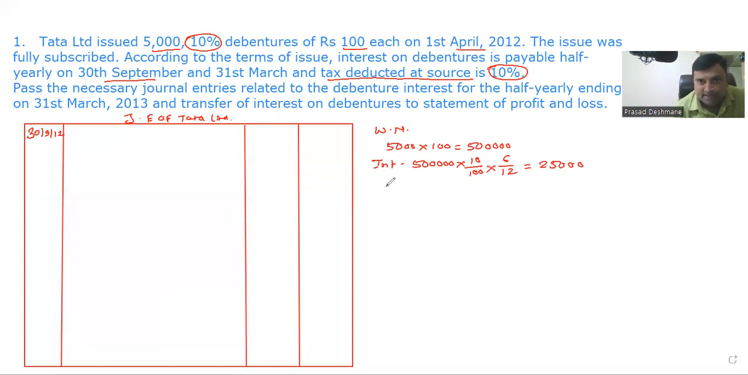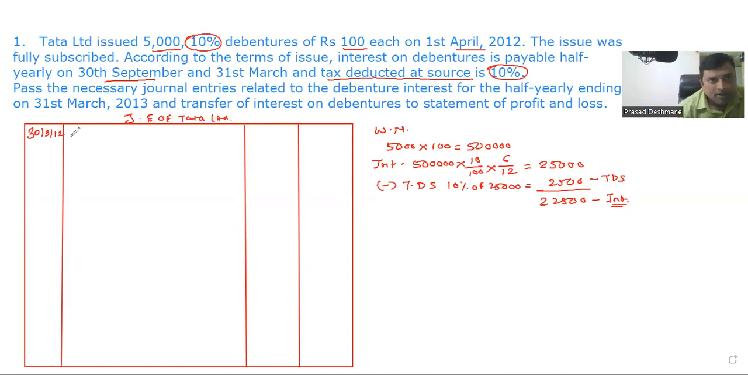Okay, so this is the total interest. From this, I'll subtract the TDS, which is 10%. It's just a coincidence that interest and TDS are both 10%. So 10% of the interest value, which is 25,000, comes to 2,500. If you subtract that, 22,500. This TDS will be paid to the government, and this interest amount will be paid to the debenture holder. Correct? Any doubt in this? How did I calculate the TDS and on which value? Everything clear?